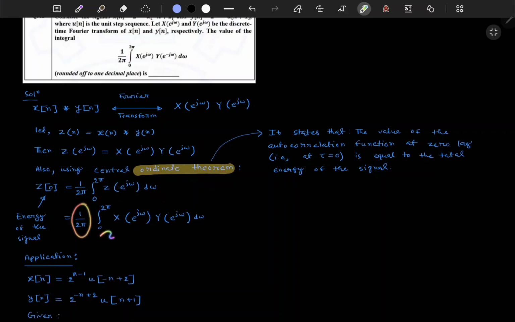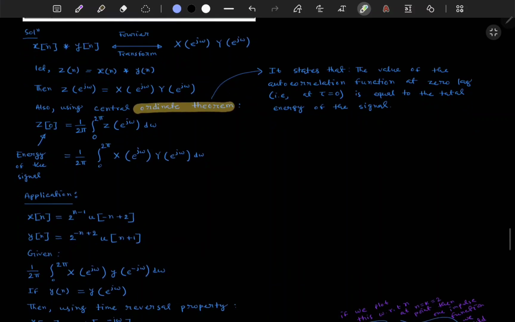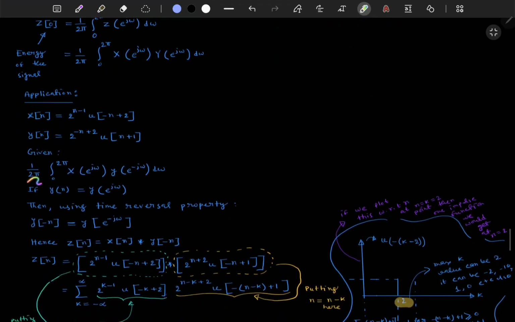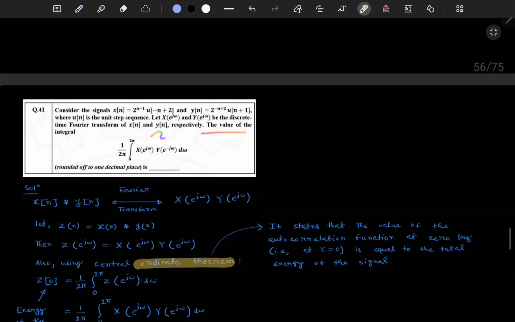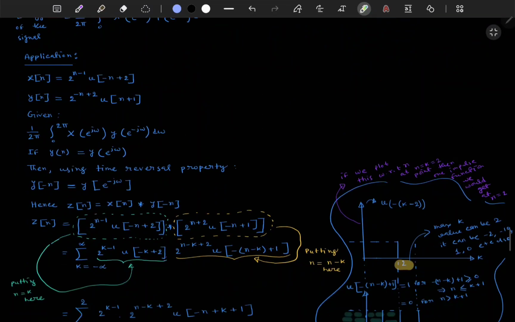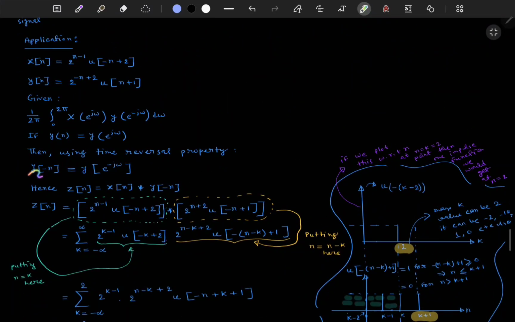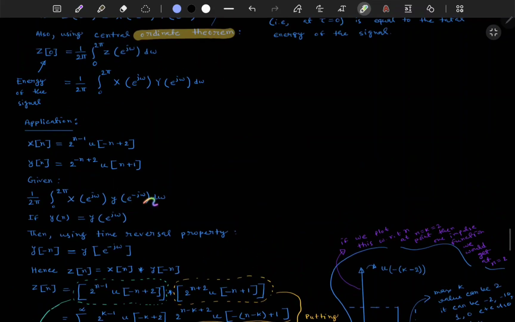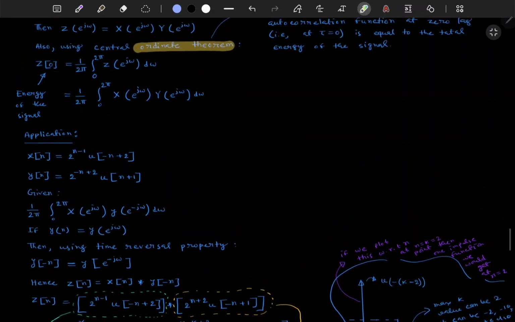So 1/2π integral from 0 to 2π of X(e^{jω}) Y(e^{jω}) dω. So the application is here, x[n] equal to this, y[n] equal to this. And given this, the value of the integral we need to actually find out. And this is the same as this z[0] only.